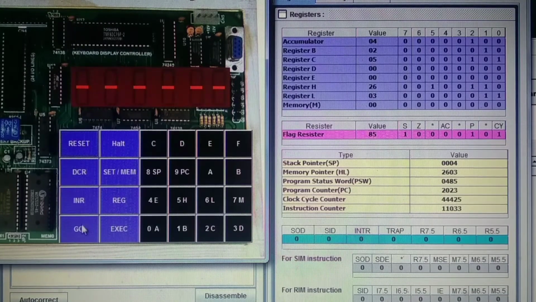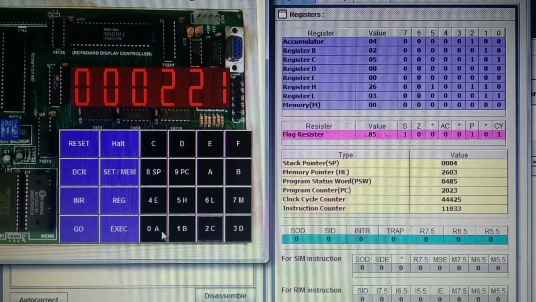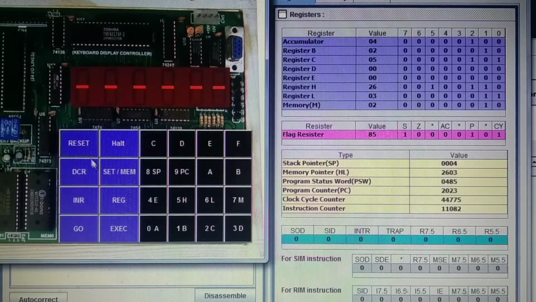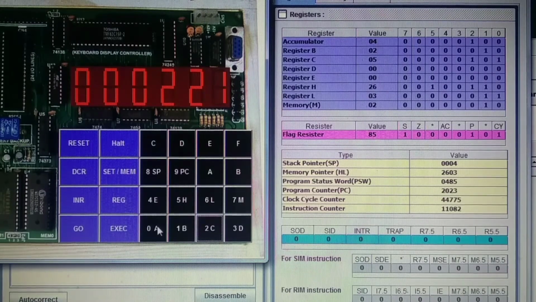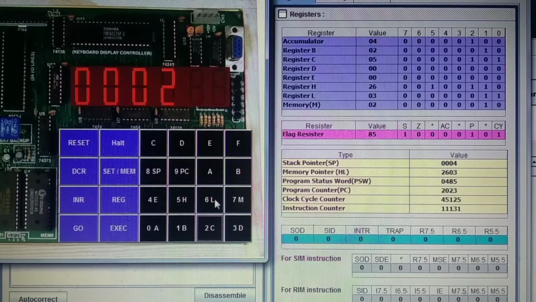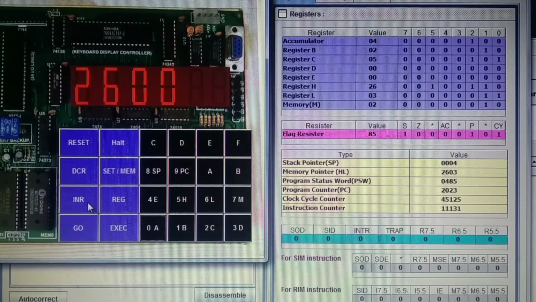Execute this program. Reset, go 2000. Execute and check the contents of the result 2600. Reset, go 2000. Execute the program. Reset, examine memory 2600. The number FE, you will get the result here.